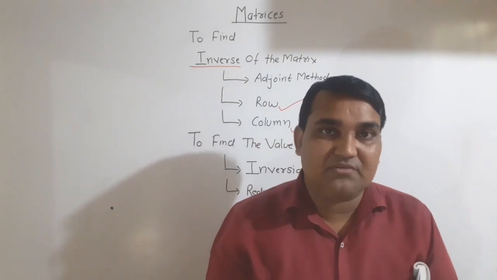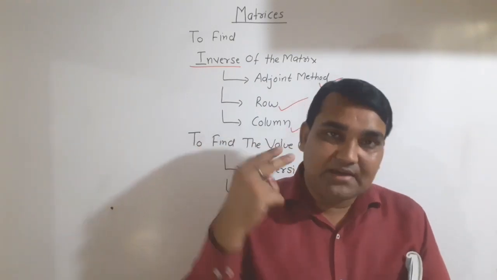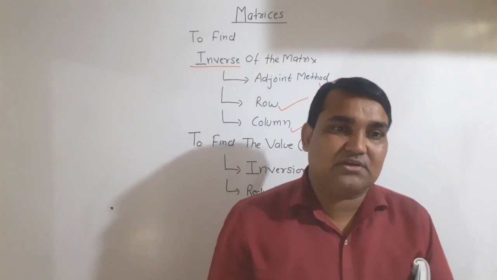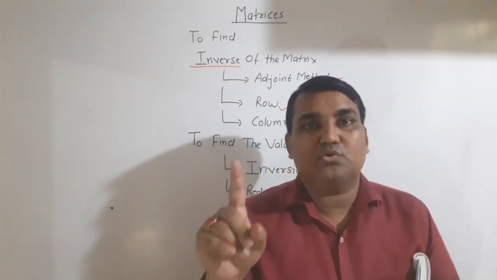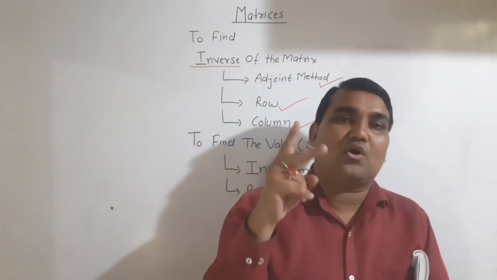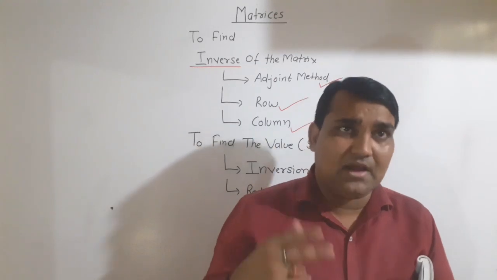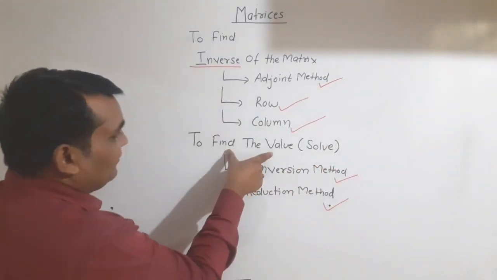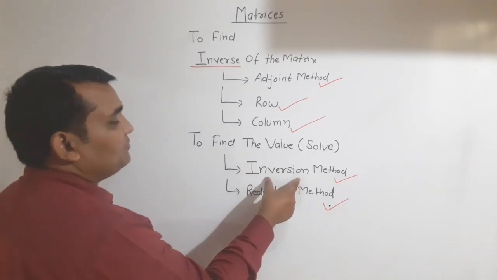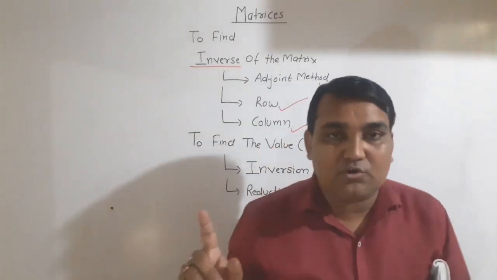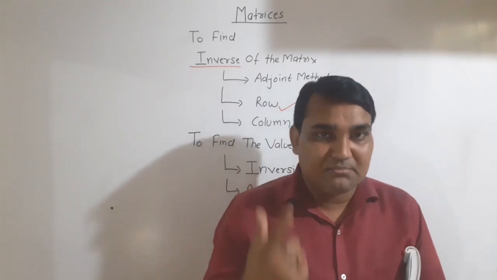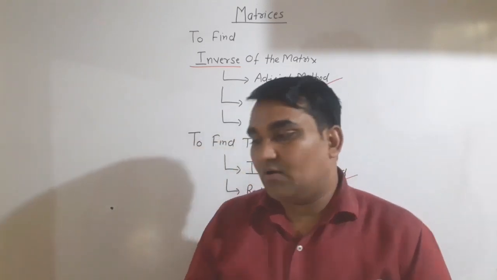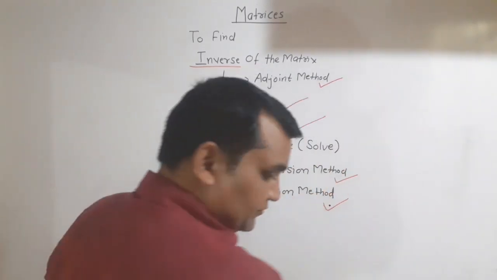But here method is important. In exam, if they ask to find the inverse by row transformation, you are not allowed to use the adjoint method or column transformation. Again, if they want to find the value by using the inversion method, you are not allowed to use the reduction method. Okay, now I am going to take the question.